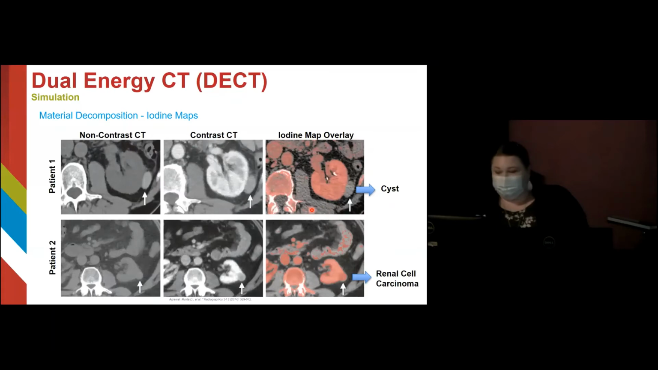So here's an example of iodine maps that are reconstructed using material decomposition. You can see that it's hard to assess the amount of contrast relative to the kidney in the contrast CT in the middle. But the iodine maps on the right make it clear that on the top, there's not much uptake in this lesion, and a biopsy confirmed this was a cyst. But on the bottom, it has a notable amount of uptake, and that was confirmed to be renal cancer.